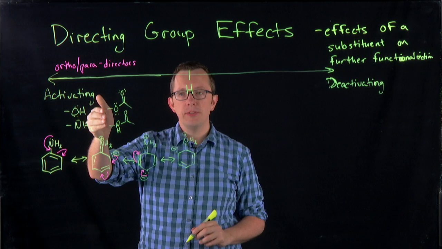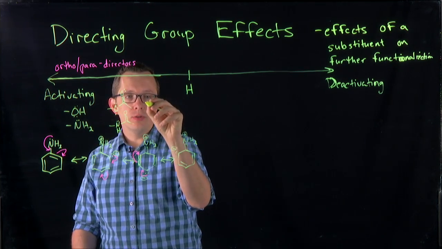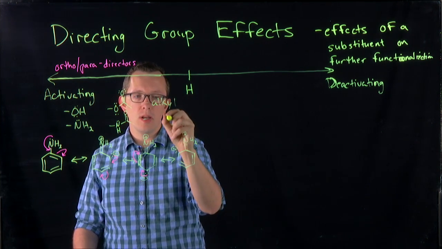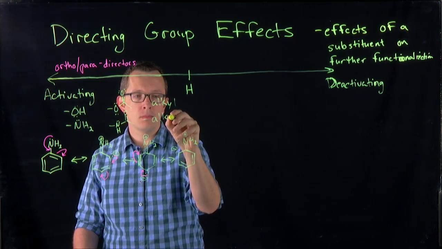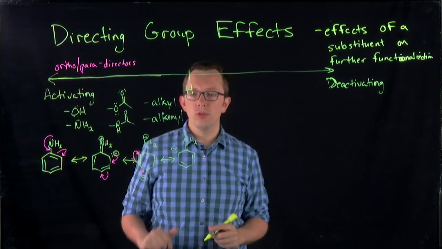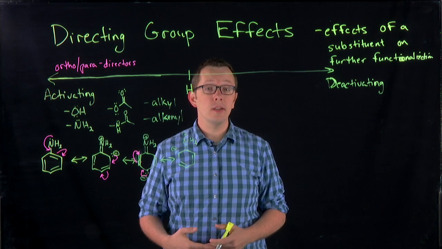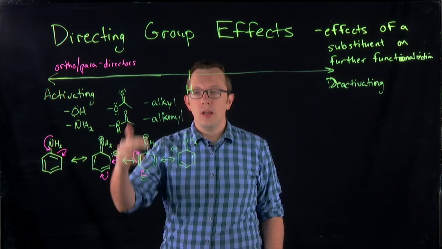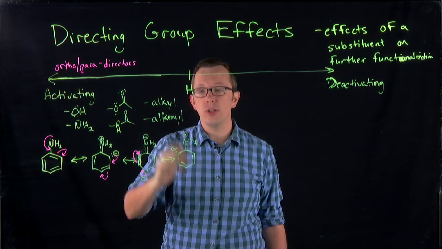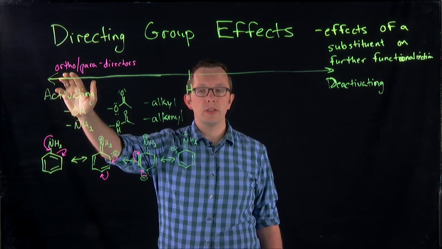So these are strongly activating. These are moderately activating. Something that's weakly activating would be something like an alkyl group or an alkenyl group, so a double bond. Right? So these functional groups primarily donate electron density by hyperconjugation. And we know this is a very weak effect. So generally, it's not going to be a very strong shift from our baseline of hydrogen. Right? It's just a weakly donating effect, although it is still an ortho-para director.